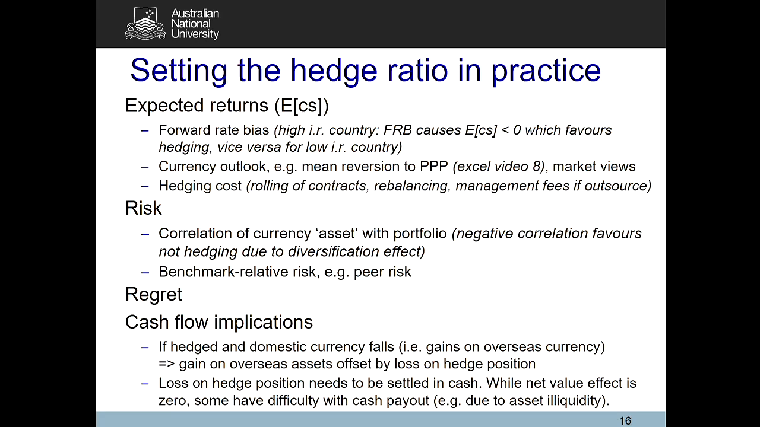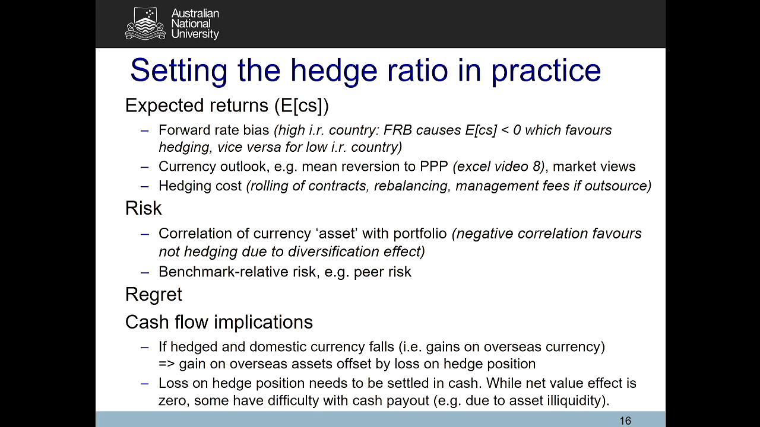If you expect the forward rate bias to continue and you're in a high interest rate country, the forward rate bias means that you would have a negative expected return from the currency surprise, which favours hedging. Of course, if you're in a low interest rate country and you expect it to stay low interest rate, which we don't expect in Australia, none of the analysts expect in Australia, but if you were in a long-term low interest rate country, then that would obviously be reversed. The forward rate bias would put you in favour of not hedging.